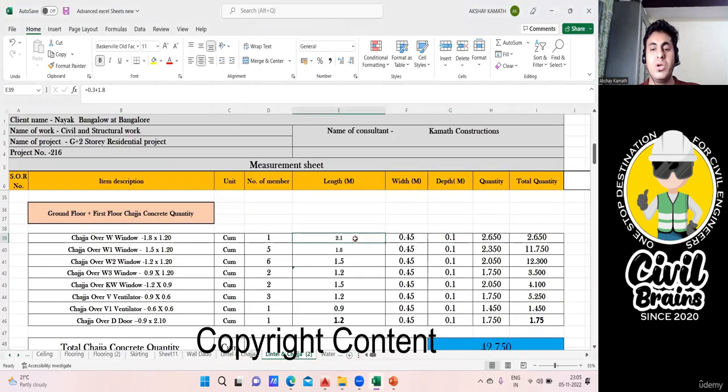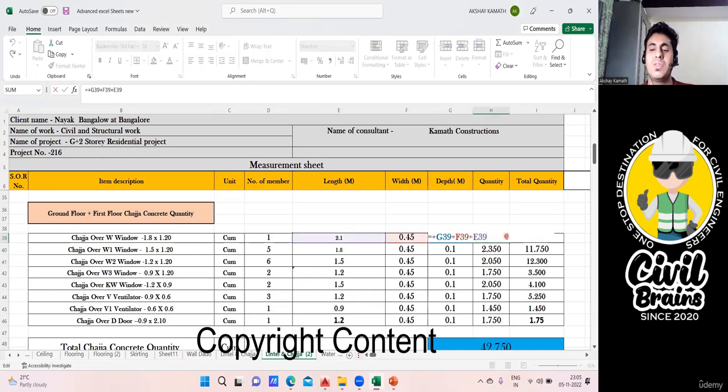I've already written: 2.1, 1.8, 1.5, 1.2, 1.5, 1.2, 0.9, 1.2. How did I write this? Again, very simple. This is 1.5. You just add 1.5 plus 0.3, is what I've done. 1.5 is the width of your window. 0.15, 0.15 is 0.3. So directly I added 0.3 to that. So width I have taken 0.45 everywhere. Depth I have taken 0.1.